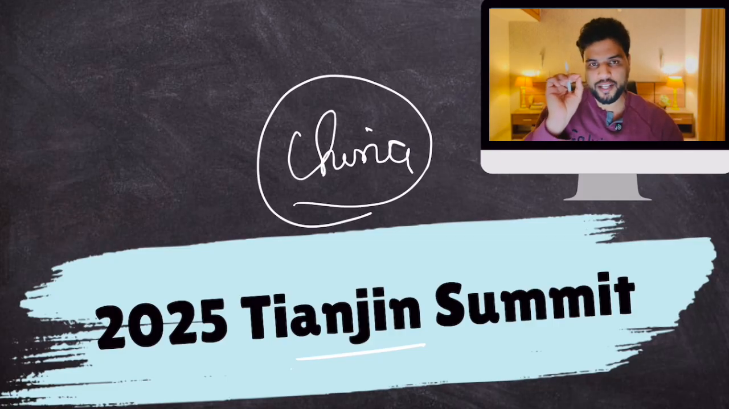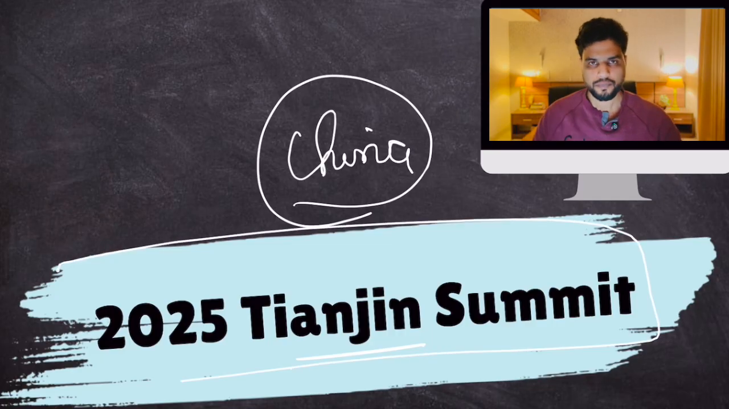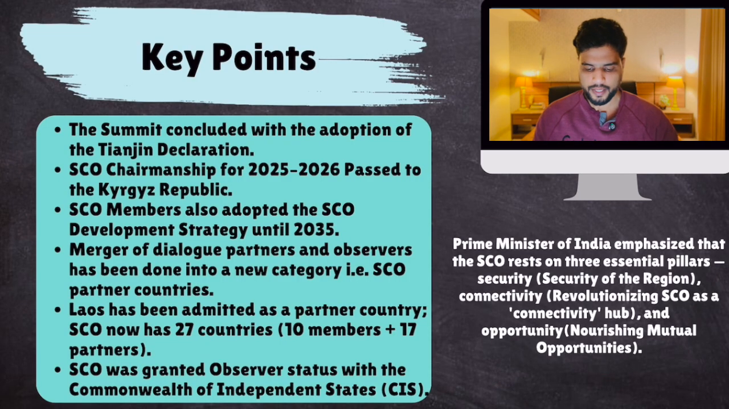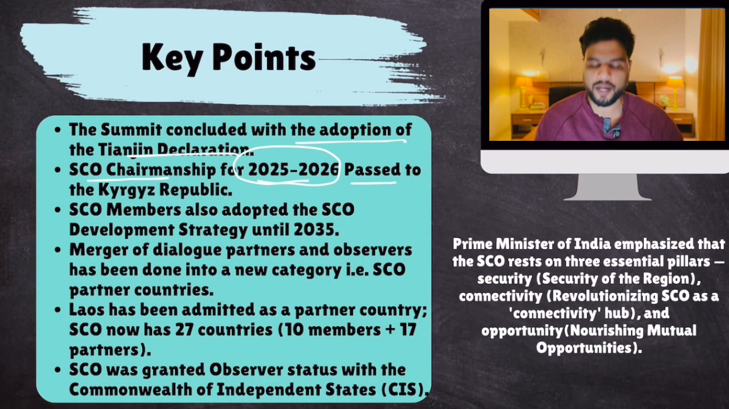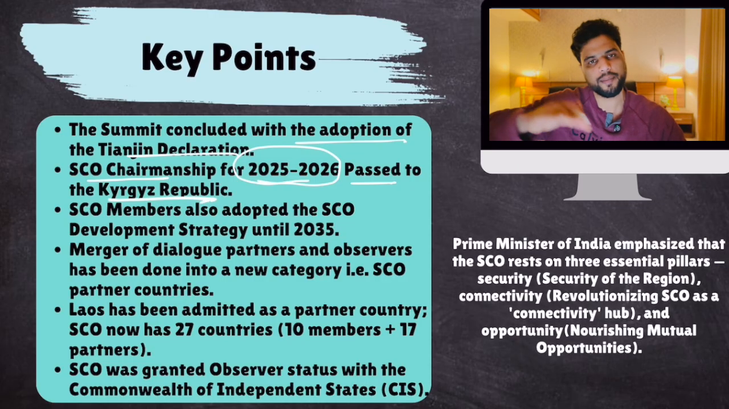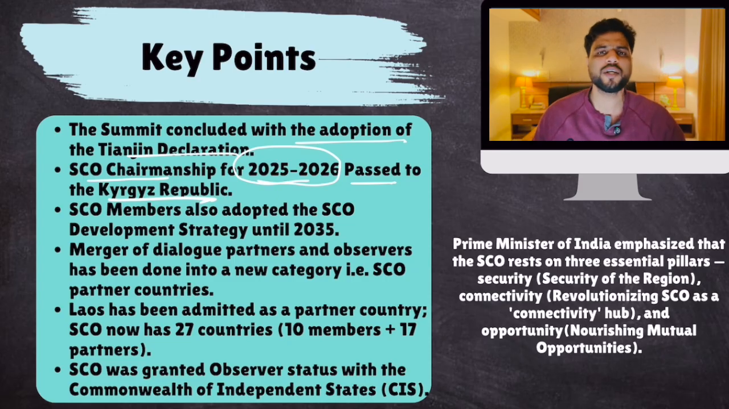So what key initiatives were taken in this Tianjin summit? Some key points about this SCO summit in Tianjin. The summit concluded with the adoption of the Tianjin Declaration. SCO chairmanship for 2025-26 passed to the Kyrgyz Republic, Kyrgyzstan. SCO has this annual rotation system. This year it was with China. The 2024-25 chairmanship was with China. That is why the summit took place in Tianjin, China. Next year the summit will take place in Kyrgyzstan because the chairmanship is rotated. In 2023 the chairmanship was with India, so India conducted that summit.